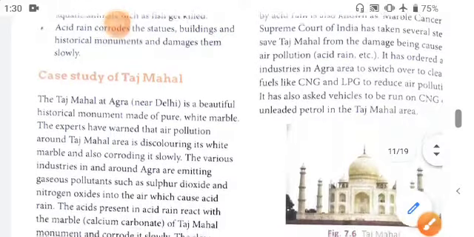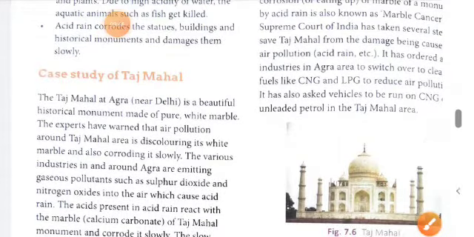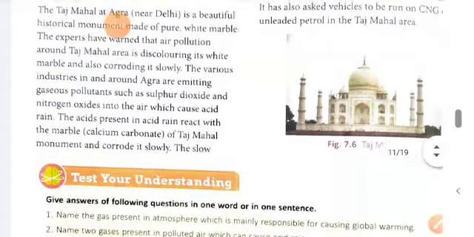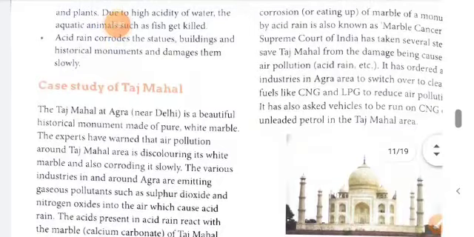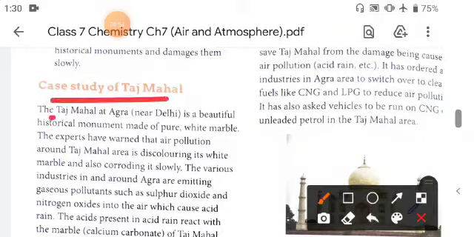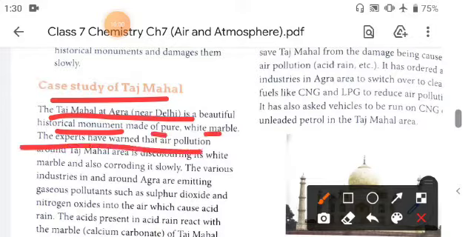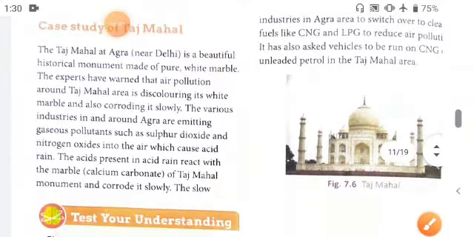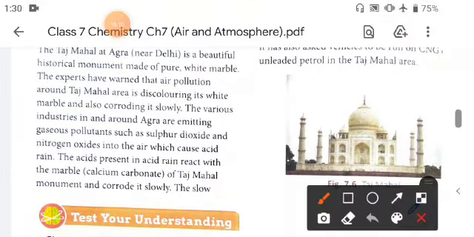Next is the case study of Taj Mahal. Here is the case study of Taj Mahal. So in this case, you will see that the Taj Mahal at Agra near Delhi is a beautiful historical monument which is made of pure white marbles, and experts have warned that air pollution around the Taj Mahal area is discoloring its white marbles and also corrodes it slowly.